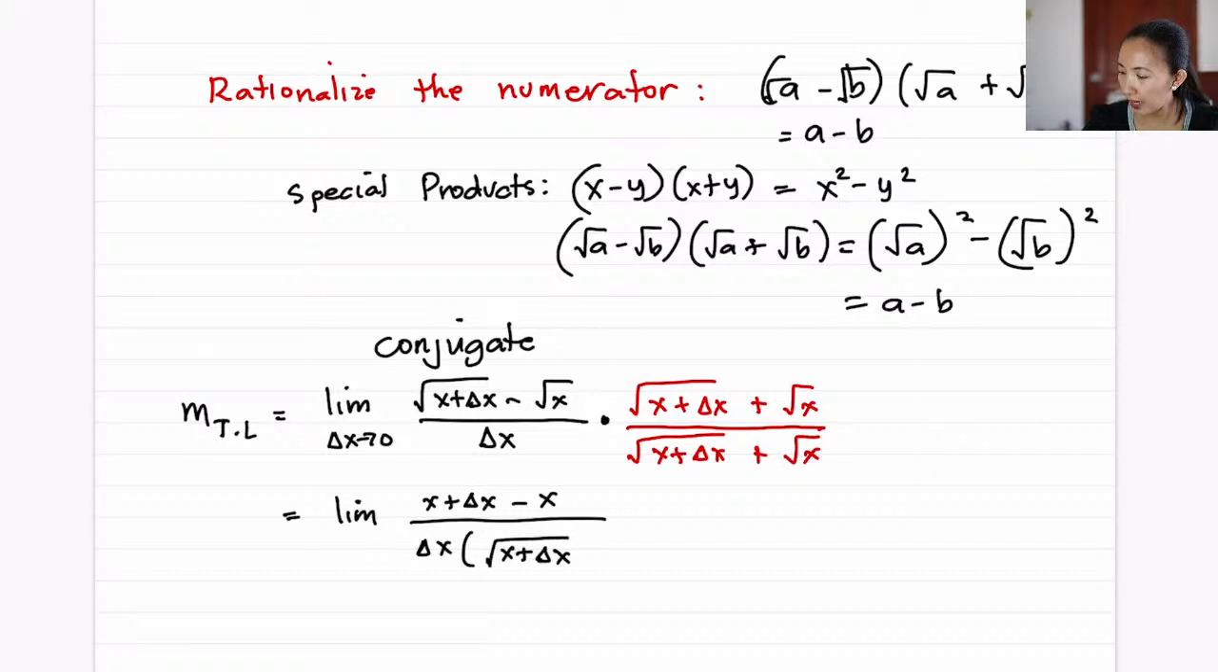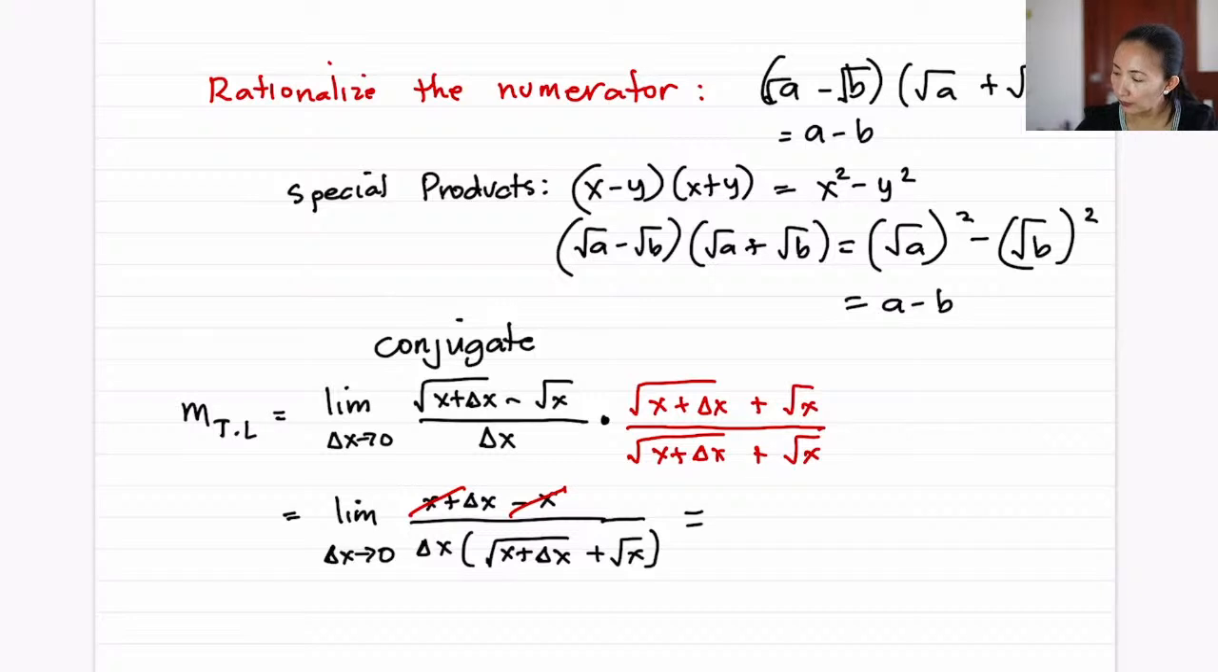Minus, or sorry, plus the square root of x, as delta x approaches 0. Okay, let's simplify further. Further simplification would yield what? What happens to x minus x? Cancel out. Now, look at what is left in the numerator.